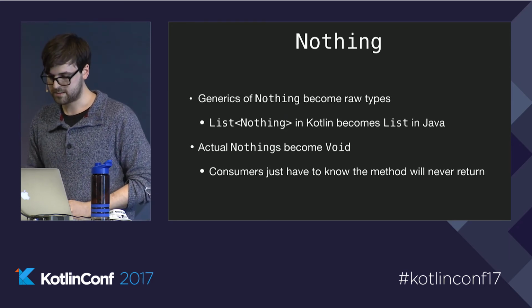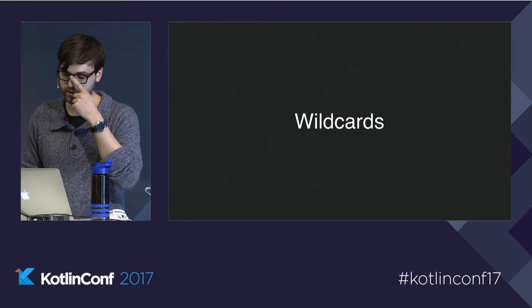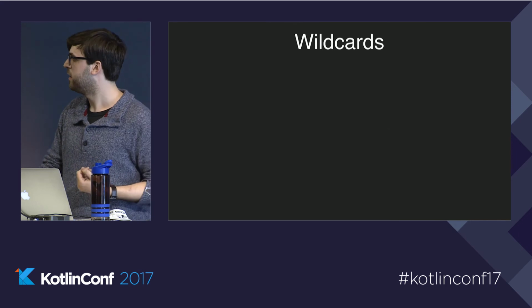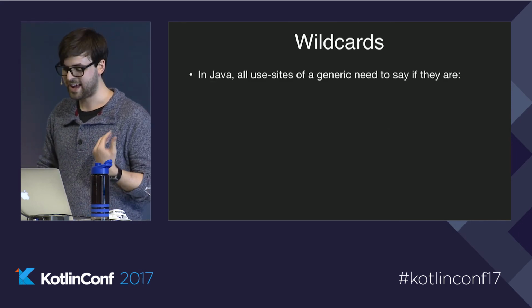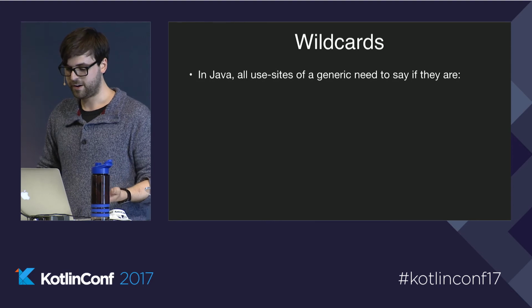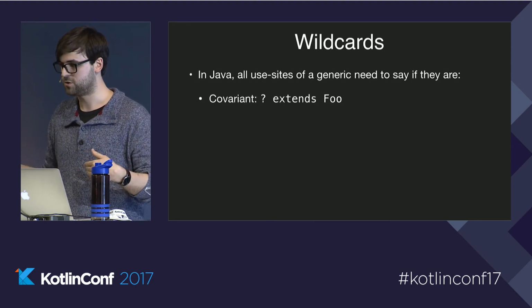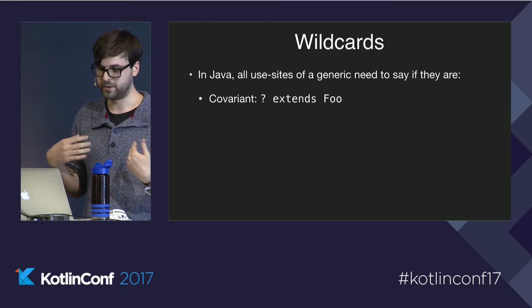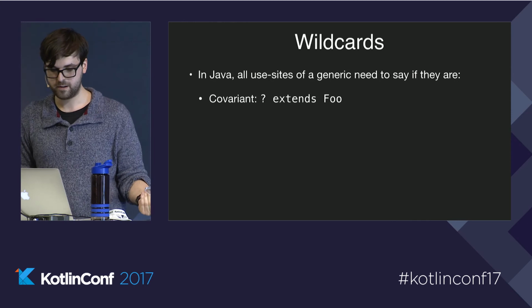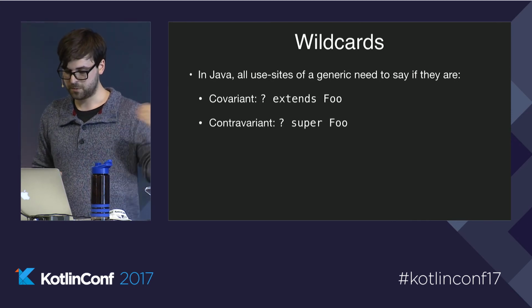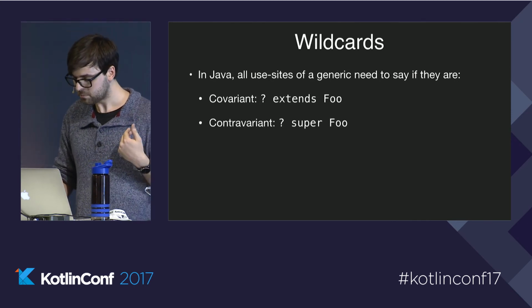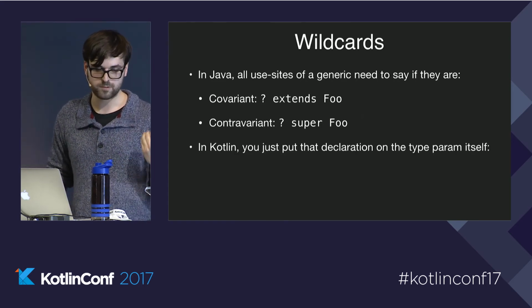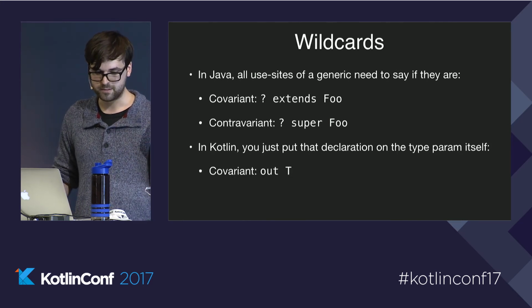Let's talk about wildcards, and variance really is about generics. In Java, declaration site variance isn't supported. Use sites can say that they are covariant, which is ? extends Foo, which you've all probably seen. It's very common. It means that subtypes of this also work in place of the actual Foo. And contravariant, which is a little less common, means that supertypes are OK in place of Foo, right? In Kotlin, you can put that on the declaration of the type parameter, and the syntax for that is out versus ? extends, and in in place of ? super.